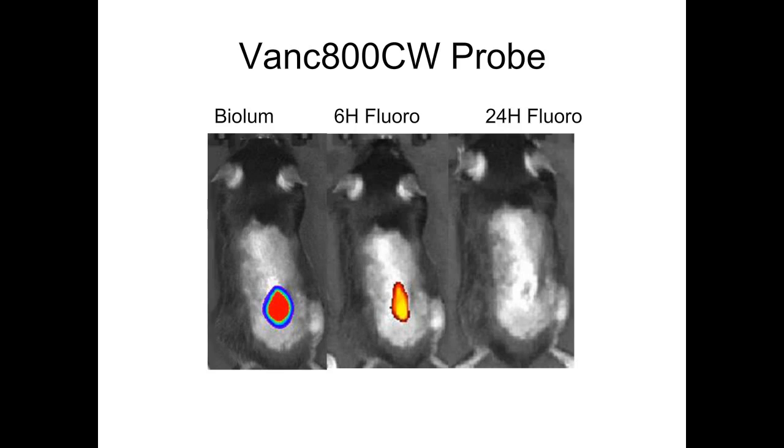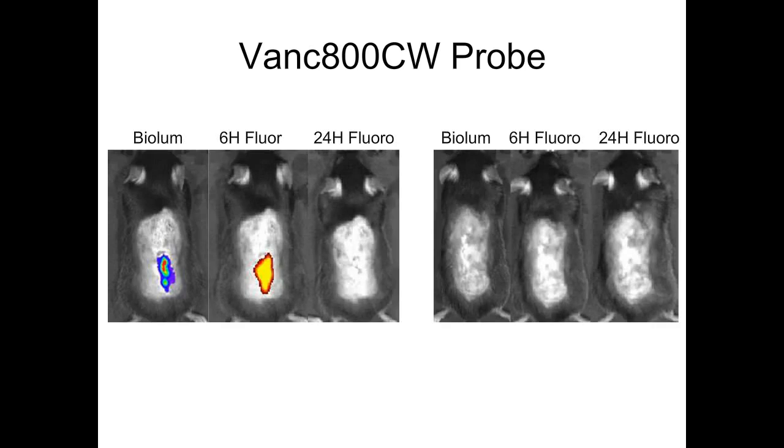Here are some more images, and a mouse that had no bioluminescence here, suggesting no bacteria. We had no fluorescent signal as well. So this is really promising and coming down the pipeline. We've opened the skin and opened the muscle, and imaging in real time lets us continue to see the bacteria as we try and clean it.